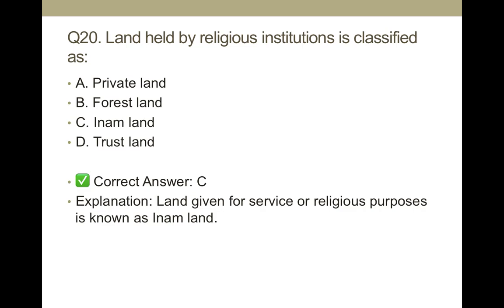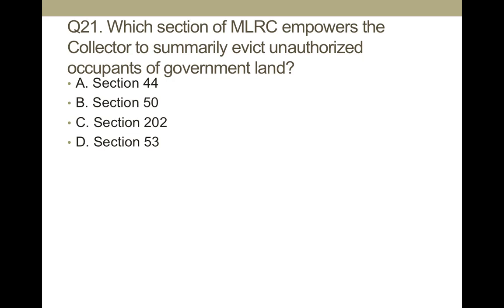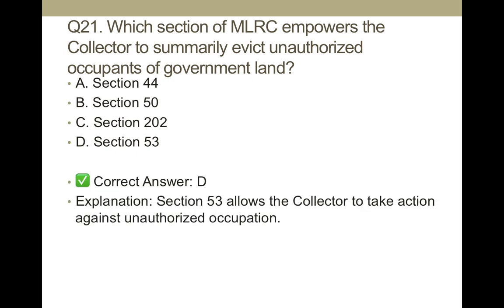Question 21. Which section of MLRC empowers the collector to summarily evict unauthorized occupants of government land? Option A, Section 44, option B, Section 50, option C, Section 202, option D, Section 53. So the correct answer is option D, that is, Section 53 allows the collector to take action against unauthorized occupation.